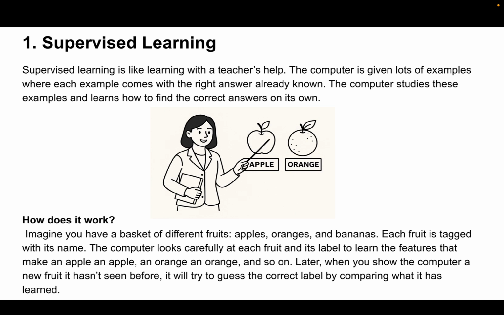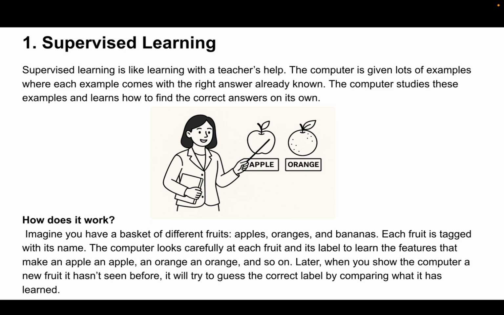Let's start off with supervised learning. In simple words, supervised learning is like learning with a teacher's help. So the computer is given lots of examples where every example comes with the right answer. The computer studies these examples and learns how to find the correct answers on its own. Let me give you an example.